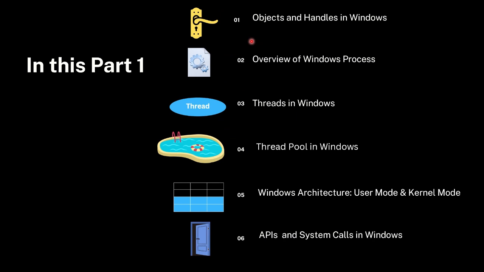Then we will discuss about user mode and kernel mode, because the application, it interacts with both the user mode and kernel mode of Windows. It interacts with these different modes with the use of the APIs and system calls. So based on this, then I have drafted this agenda for our discussion. So let's get started then with objects and handles in Windows.